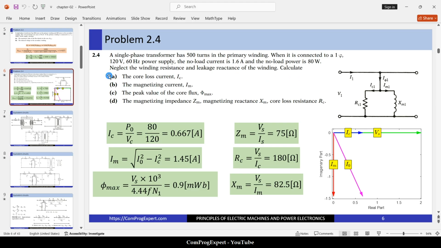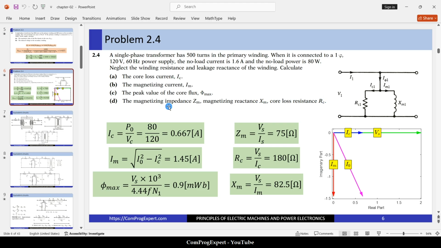Calculate A, the core loss current, IC, B, the magnetizing current, IM, C, the peak value of the core flux, phi max, and D, the magnetizing impedance, Zm, magnetizing reactance, and the core loss resistance, RC.